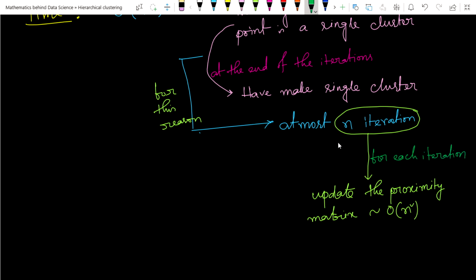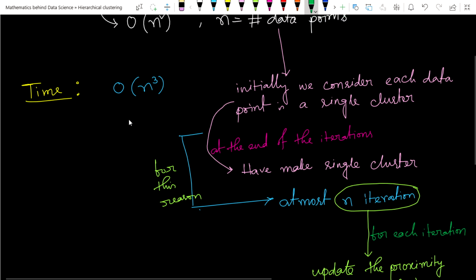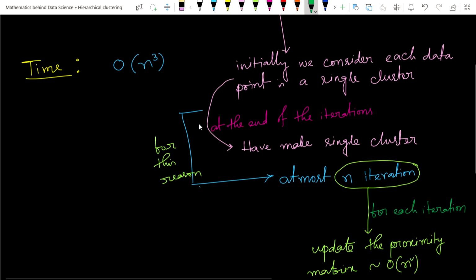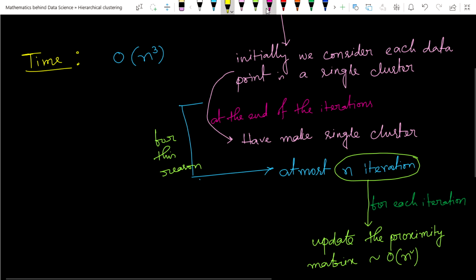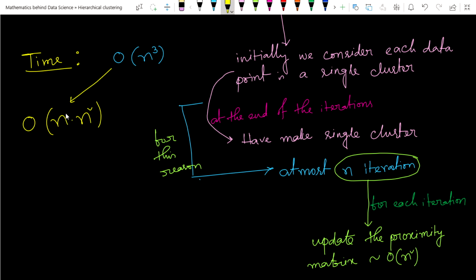What are the iterations? So total, if you just see these things, because of these reasons we need at most this much time, at least this much time. Because of these reasons, order of n into n squared time we need. This n is responsible for the number of iterations, and this n squared is responsible for updating the proximity matrix.